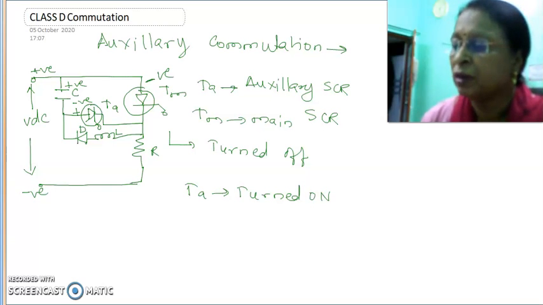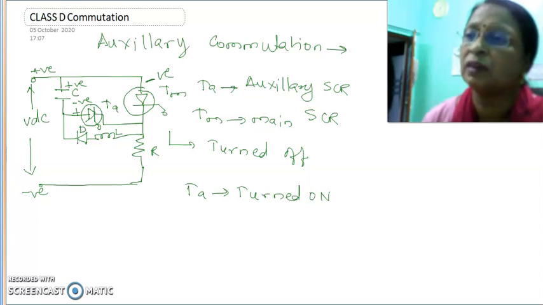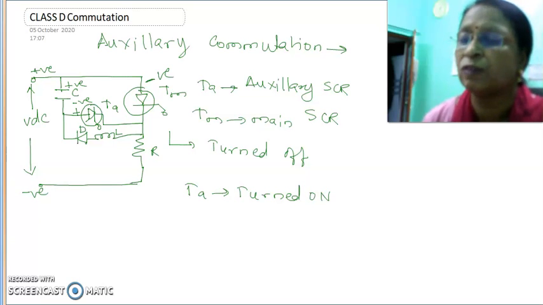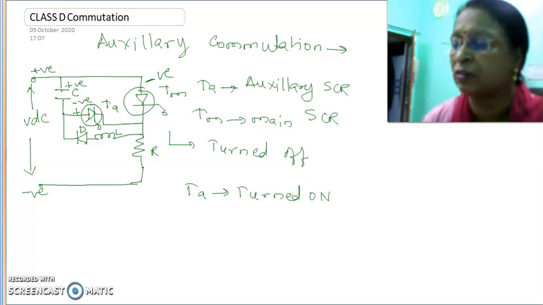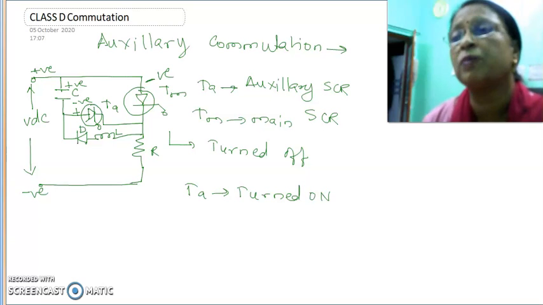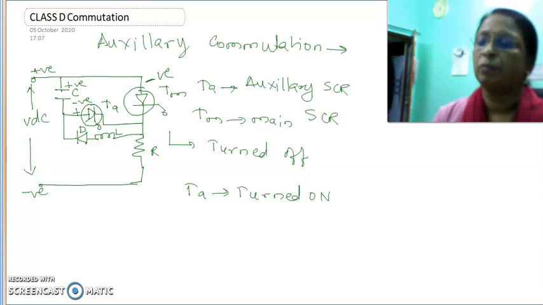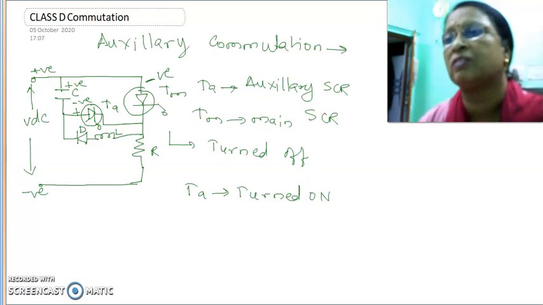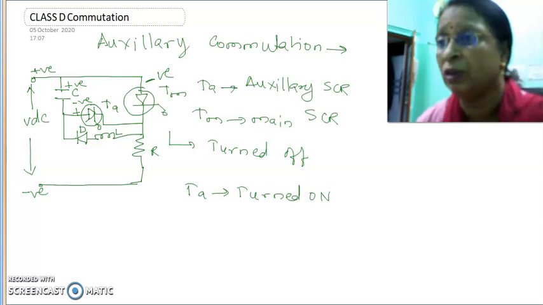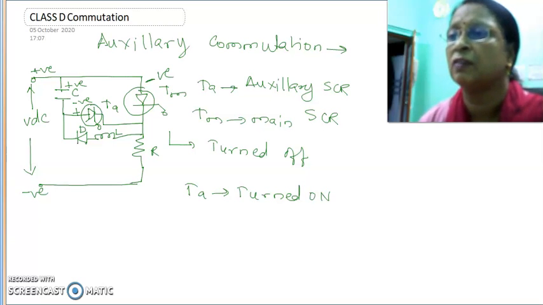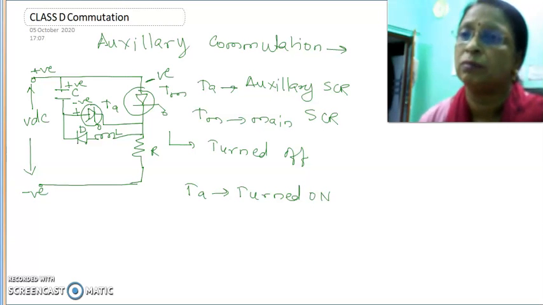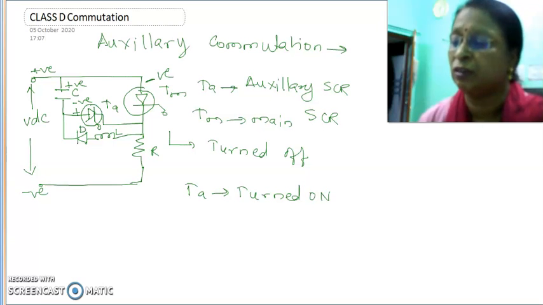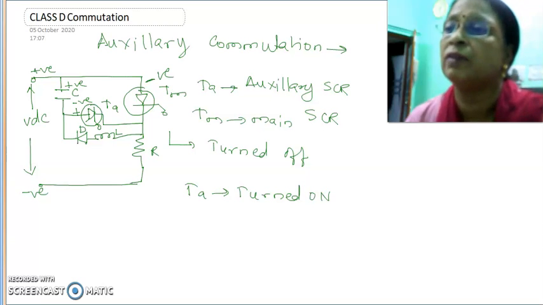Okay, so here you can see in this method that the commutation is obtained by means of the reverse voltage which is applied across the main SCR. So this process is also known as the voltage commutation process, because the reverse voltage applied across the SCR plays an important role. So this Class D commutation is also known as the voltage commutation process or the auxiliary commutation method. This method is generally used in chopper circuits and inverter circuits. So this was all about the Class D commutation.